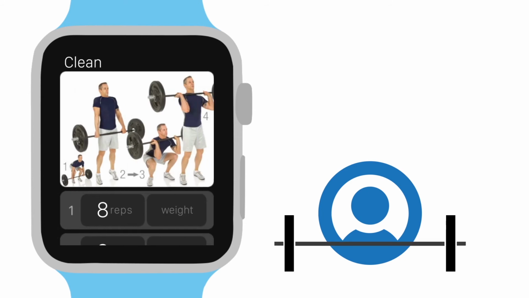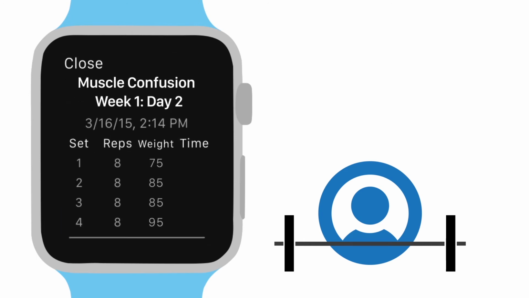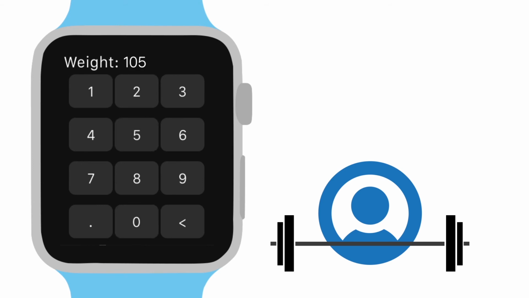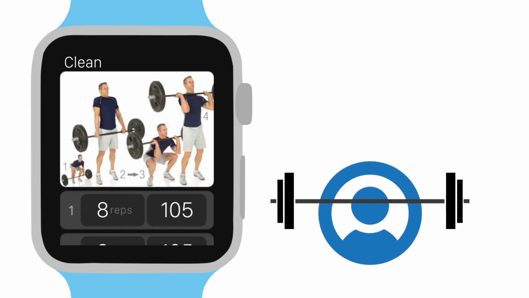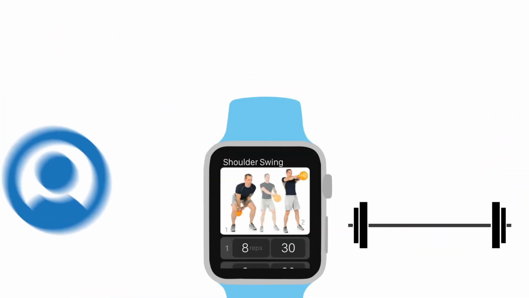If you need to choose a weight, swipe up to see what you did the last time it was performed, or access even more tracking history. Record your weights by tapping the tracking fields and enter them with the keypad. The tracking autofill will enter it in the other sets for you. That's it. Just swipe through your workout and keep it simple.